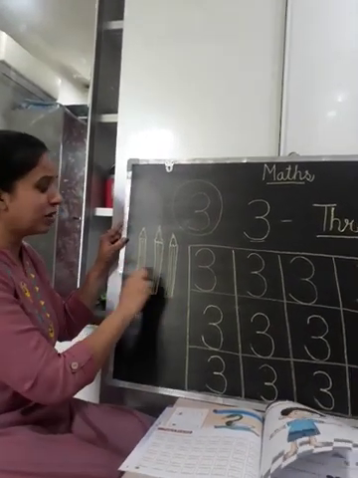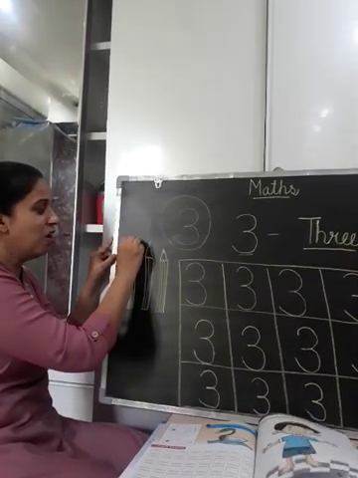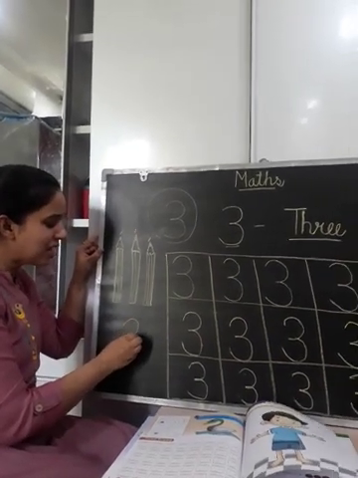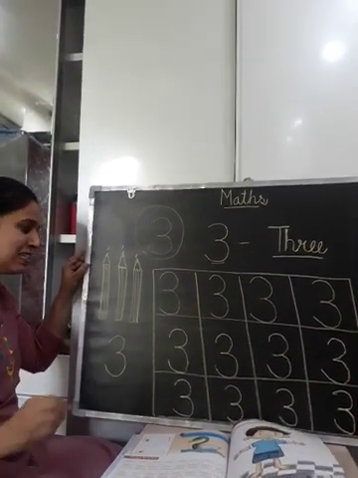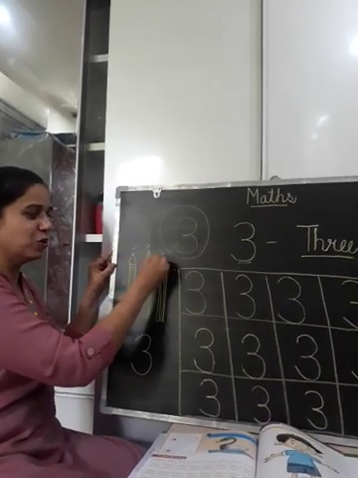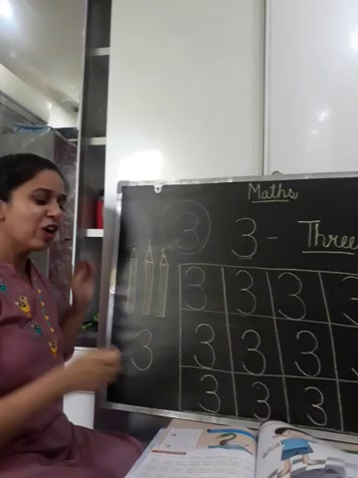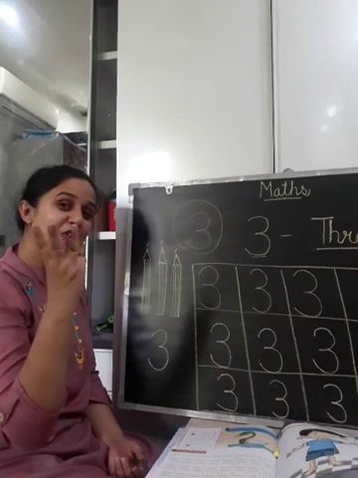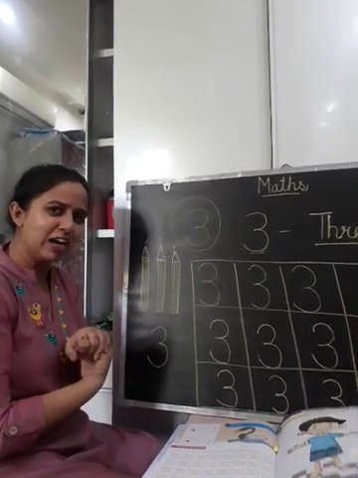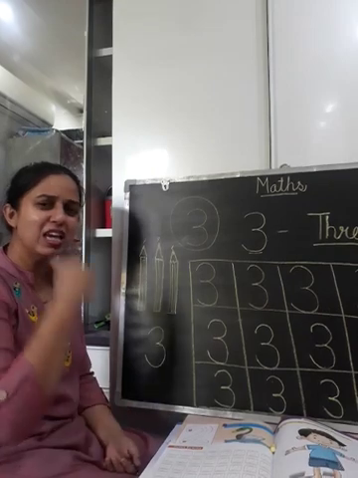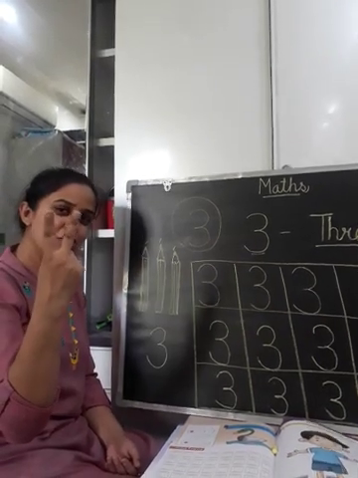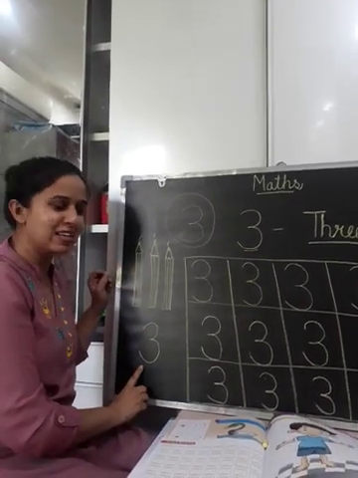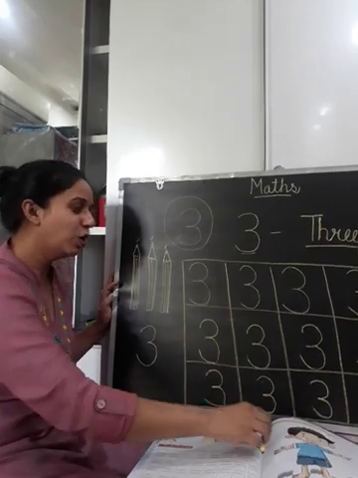Can you please count how many pencils I have drawn? This is number 1, 2 and 3. There are 3 pencils. Right? 1, 2 and 3. How many pencils are there? 1, 2 and 3. Can you count it on your fingers, babies? Can you practice with me? 1, 2 and 3. 3 fingers are there. 3 number is there. 3 pencils are there. Okay babies?